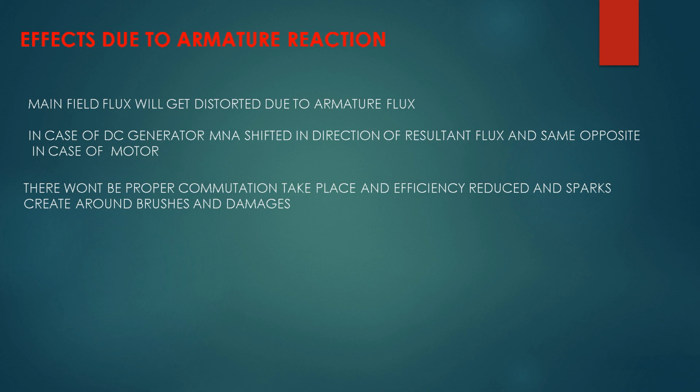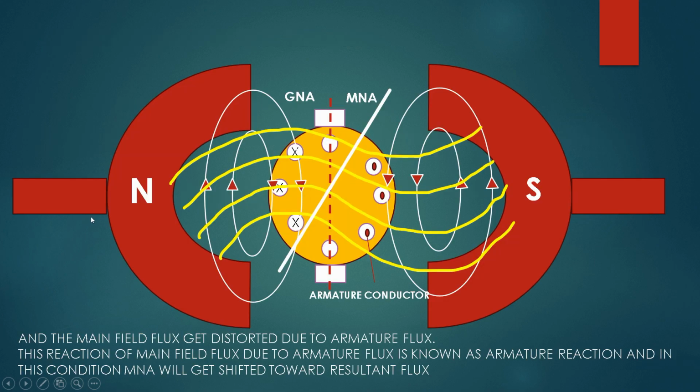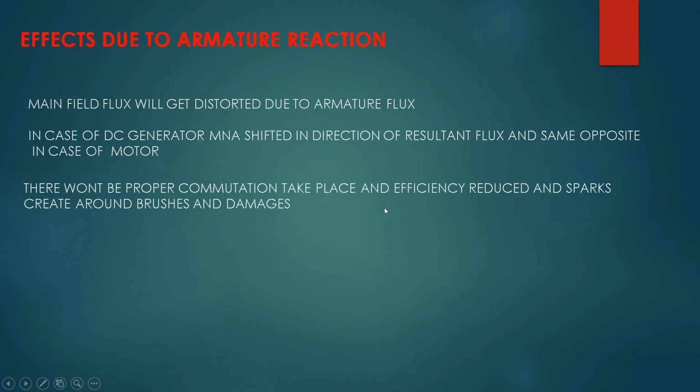Okay, let's see the effect due to armature reaction. The main field flux will get distorted due to armature flux. As I have shown in the previous diagram, it will be like a sinusoidal wave. So the armature flux produced around this is clockwise and here anti-clockwise. So here the resultant flux moves upward more. Here the flux is distorted upward, and here it is downward. Like this, it will get distorted.